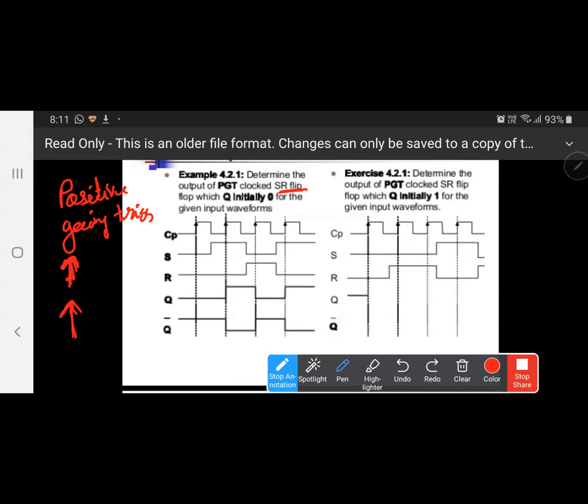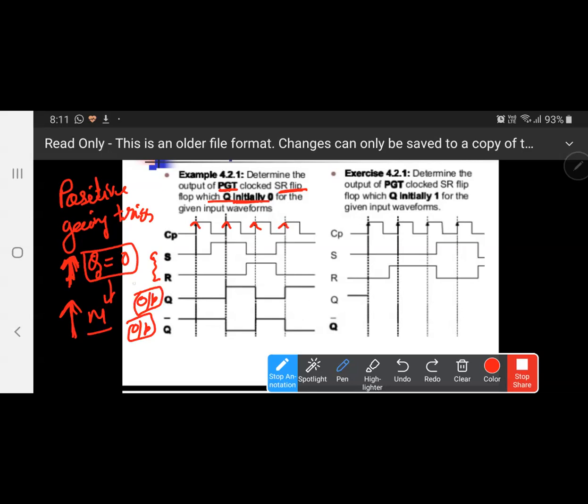Now what have they given us? Initial Q is 0, which means this is in the memory now. Clear? Given the input waveform, here they have given us the clock. So we know that this flip-flop will work only for positive because they mention here PGT. So it will work for the positive, and S and R are here, and we need to draw this output, Q and Q bar.